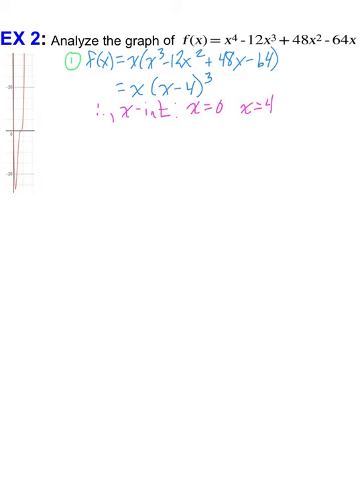All right, so then step 2, we're going to find the first derivative. So f prime of x is equal to, I'm using the original one, 4x to the third minus 36x squared plus 96x minus 64. Well, we have to factor that one too.